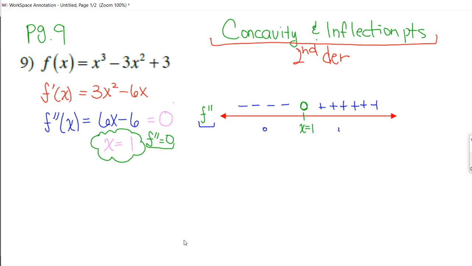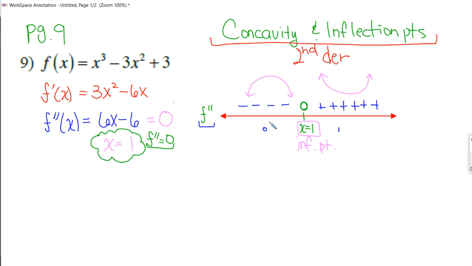Okay? Which means, remember how the second derivative of a function gives you the concavity? That means from negative infinity to 1, it's going to be a frowny face. It's going to be concave down. And from 1 and on, it's going to be a positive concavity. Which means since my concavity changed from negative frowny face to happy face, that makes x equal 1 an inflection point. If the signs didn't change, it wouldn't be an inflection point there.